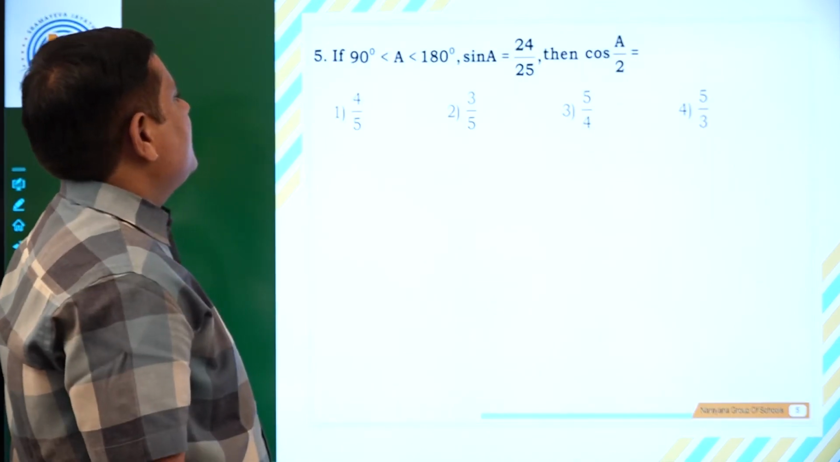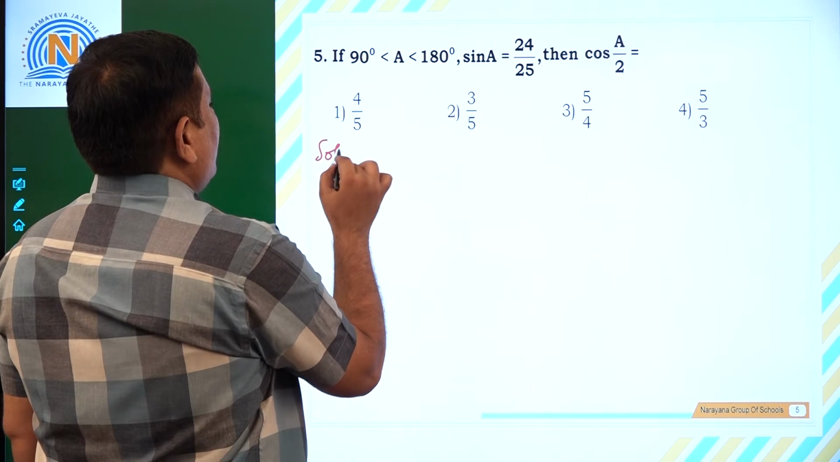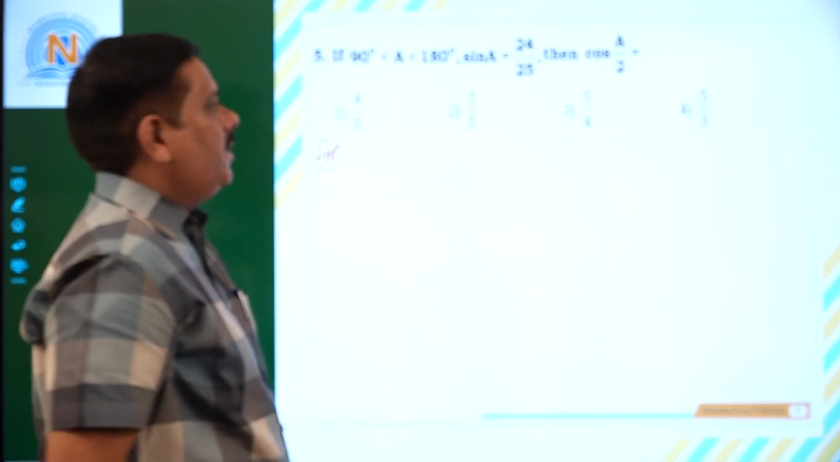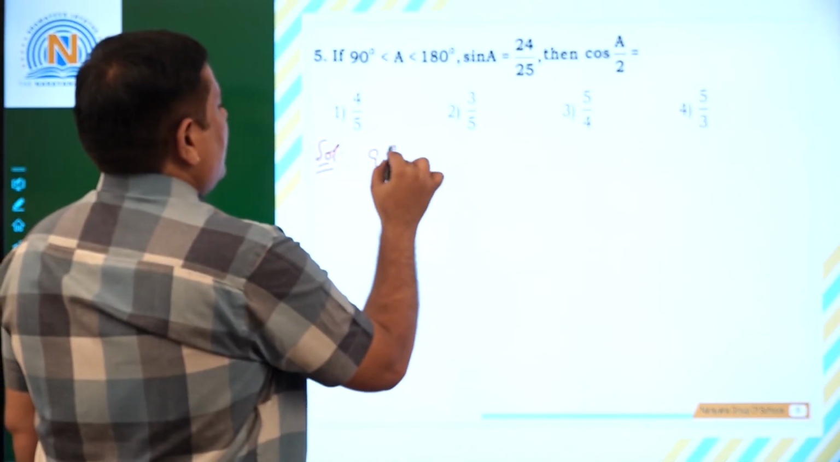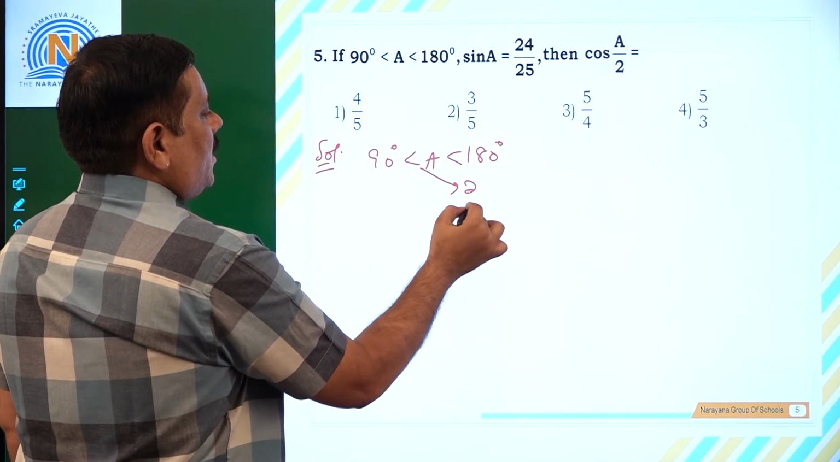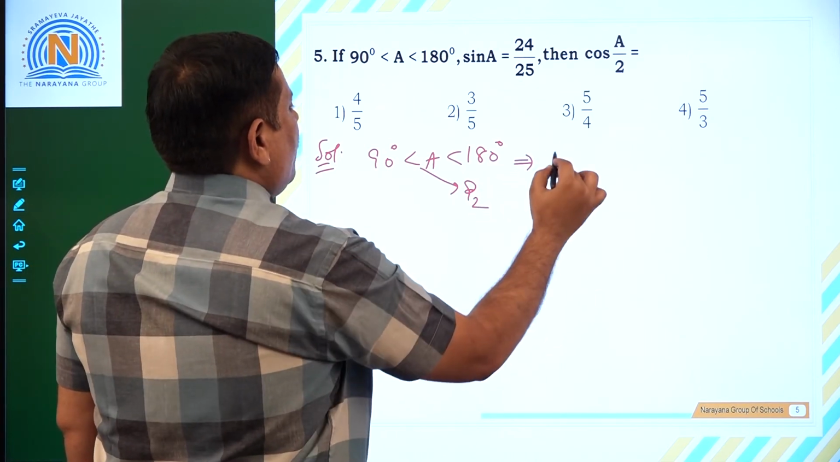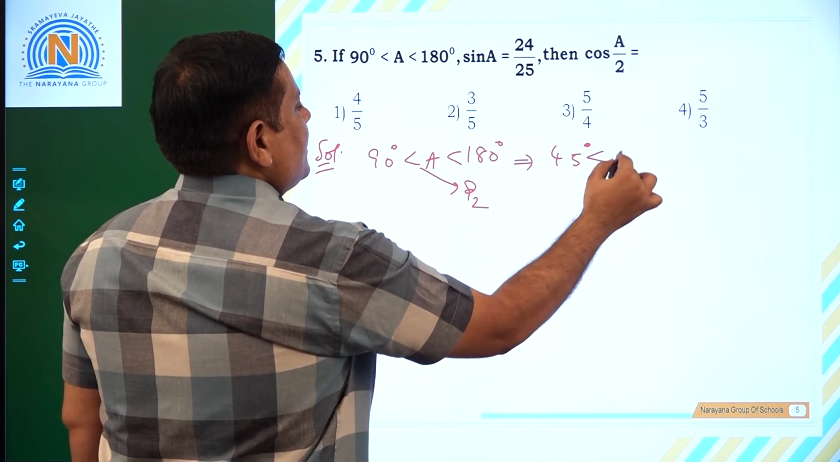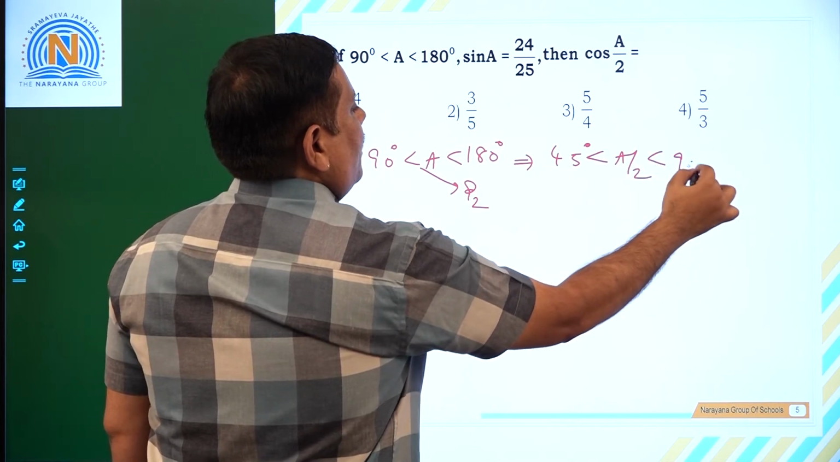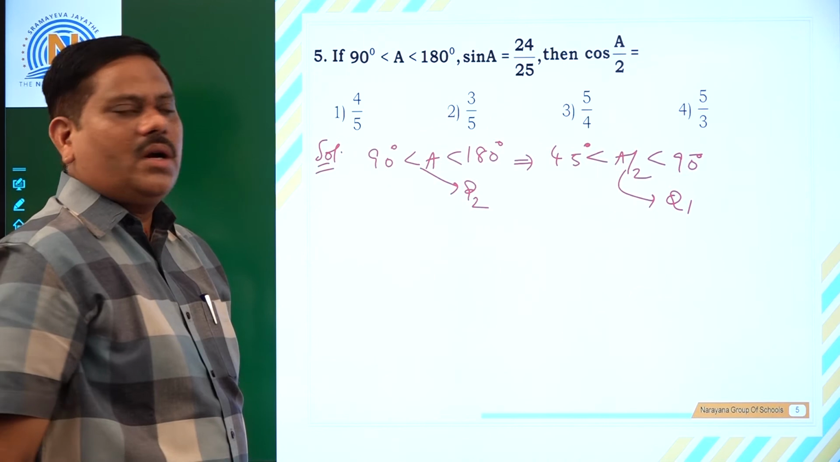If 90 degrees is less than a, less than 180 degrees, and sin a is 24 by 25, then what is cos a by 2? Very nice. 90 degrees is less than a, less than 180 degrees. It means a is in quadrant 2. Now what do you need? A by 2 means 45 degrees is less than a by 2, less than 90 degrees. So a by 2 is in quadrant 1.